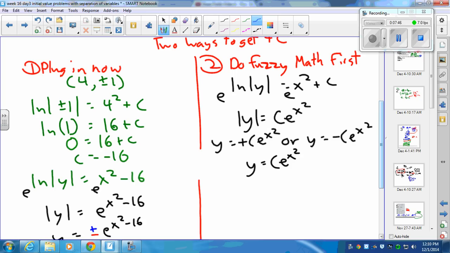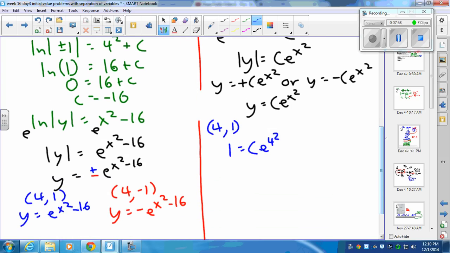Now, if I plug in, let's say 4 comma, what was it, 1? I would say 1 equals Ce to the 4 squared. So 1 equals Ce to the 16. C equals 1 over e to the 16. So my guy would be y equals 1 over e to the 16th times e to the x squared.